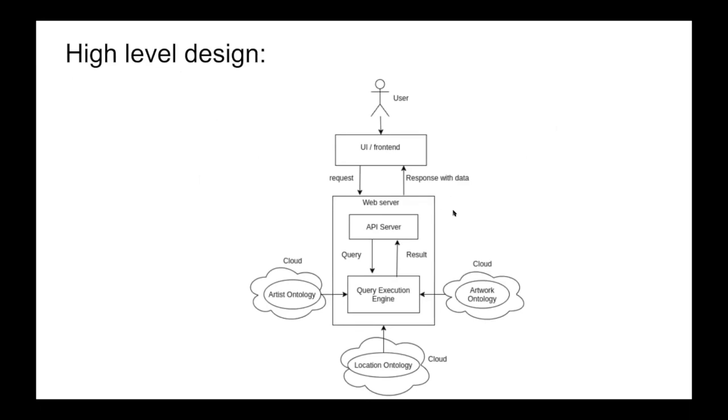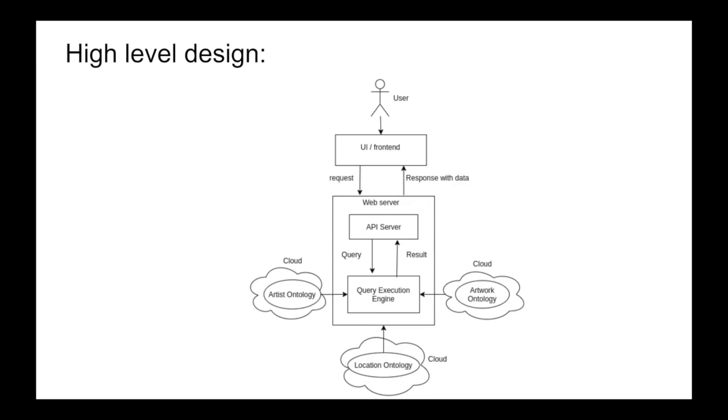So this is the high level design. We have a user who interacts with the application via the front end, and if he wants to see details about an artwork, he sends a request. When he clicks on the artwork to see the detail, a REST API request is created, which is passed to the API server, which in turn creates a query string. That query string is passed to the query execution engine, which is nothing but our Fuseki server endpoint.